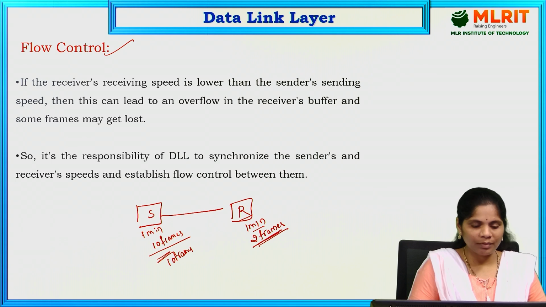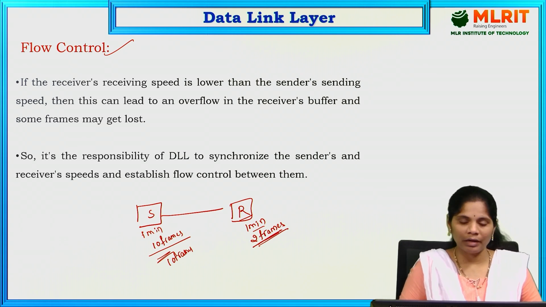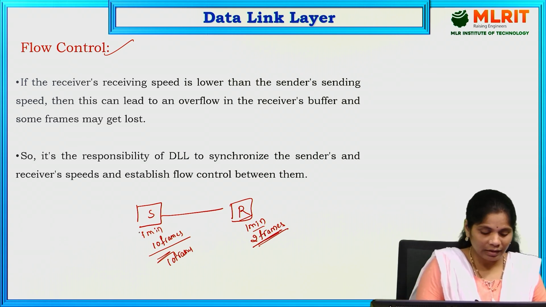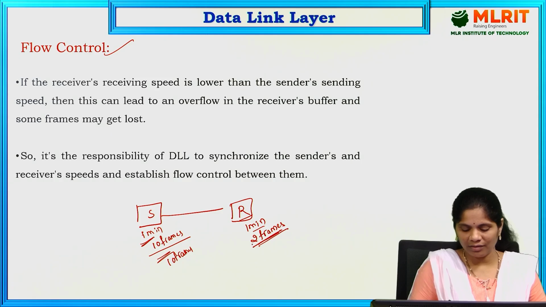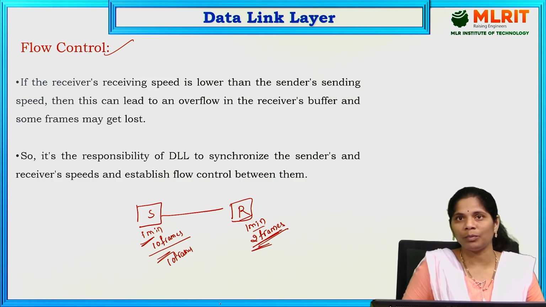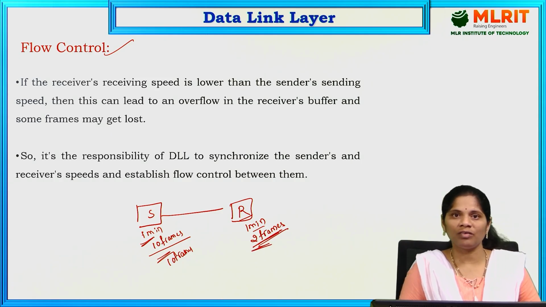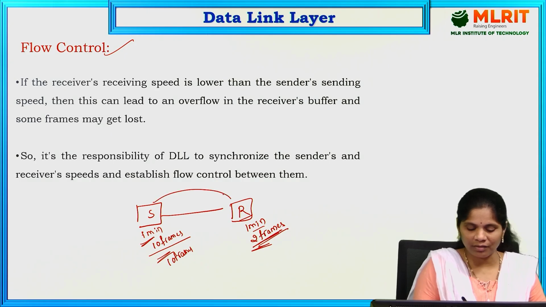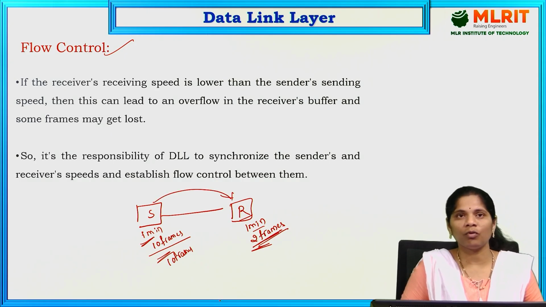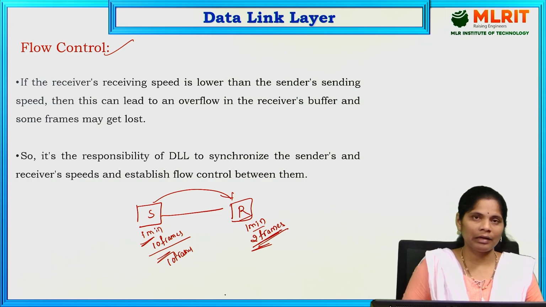So, there may be a chance of collision because the data may be lost, because the sender capacity is different and the receiver capacity is different. That is nothing but the flow control: how the data flows between the sender and receiver, and how we can manage it. That is the data link layer's main aim.